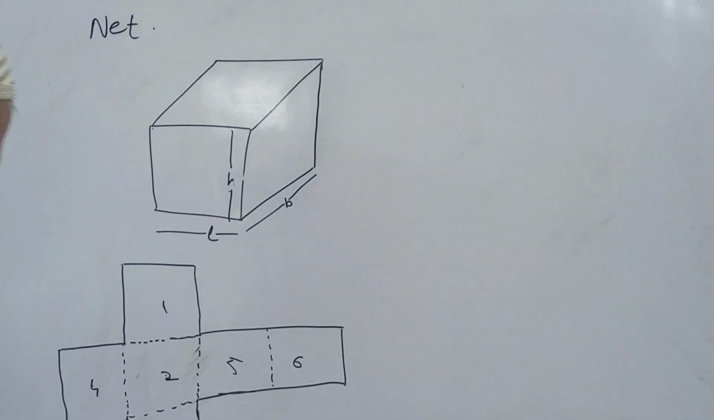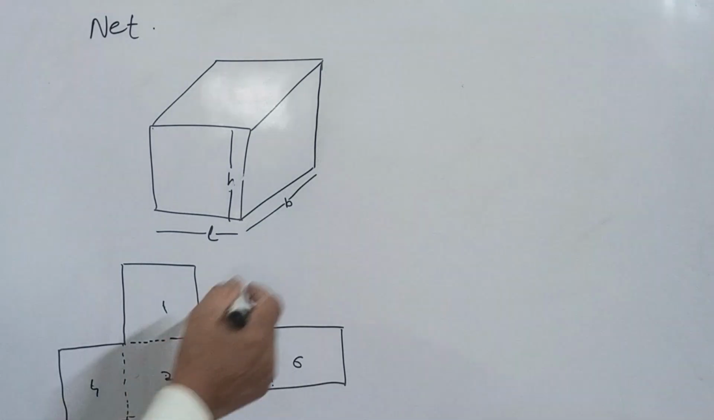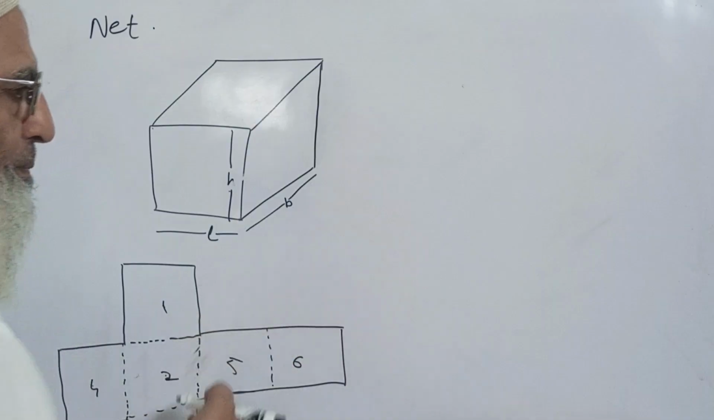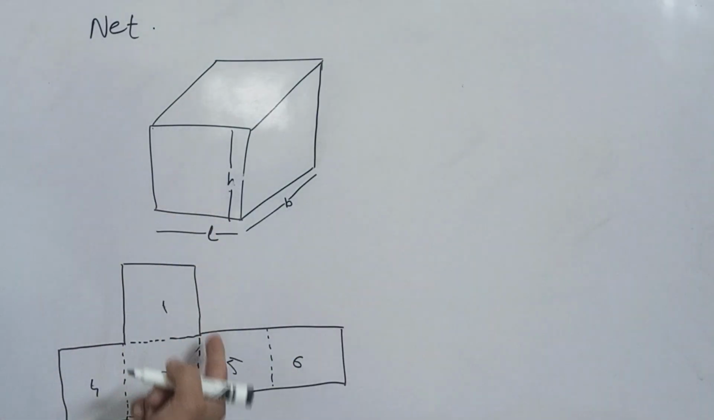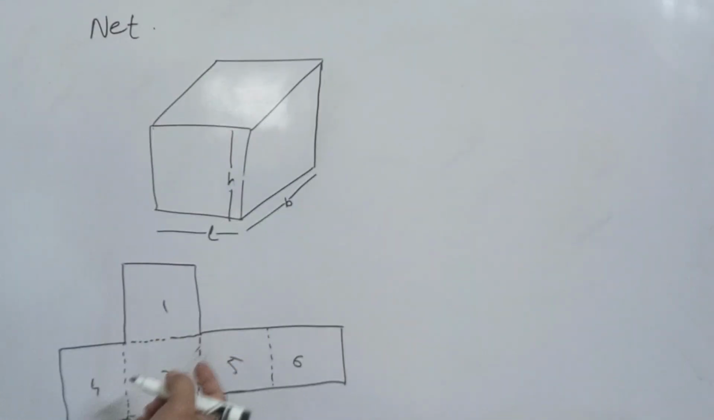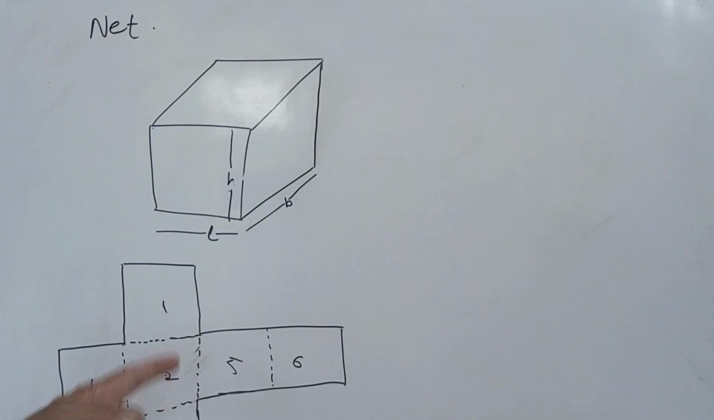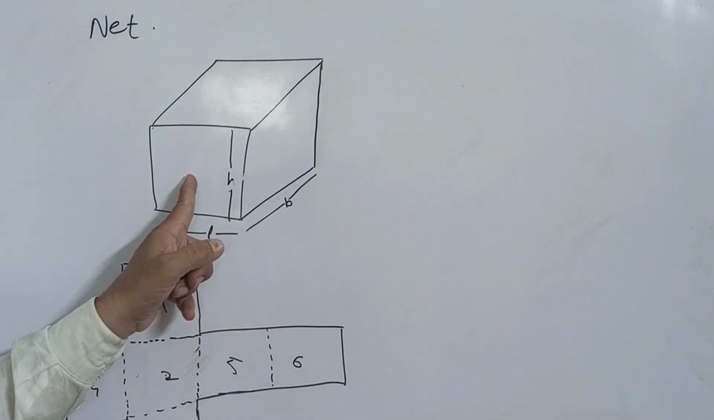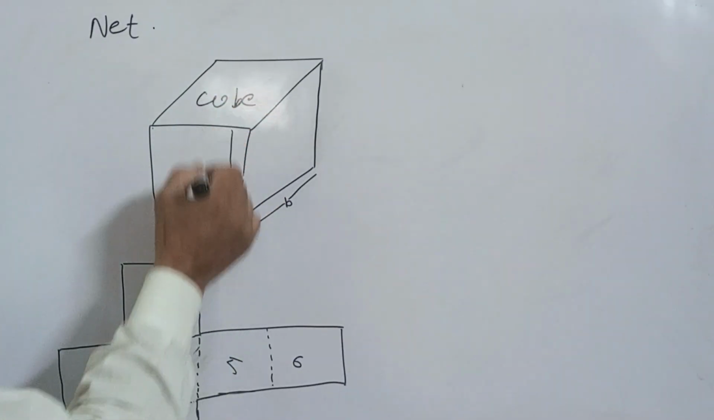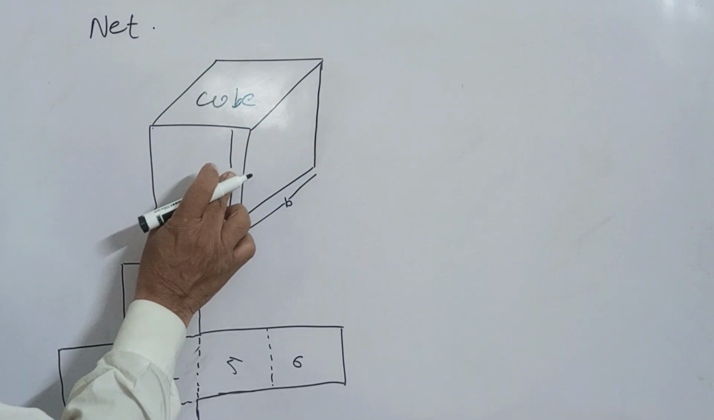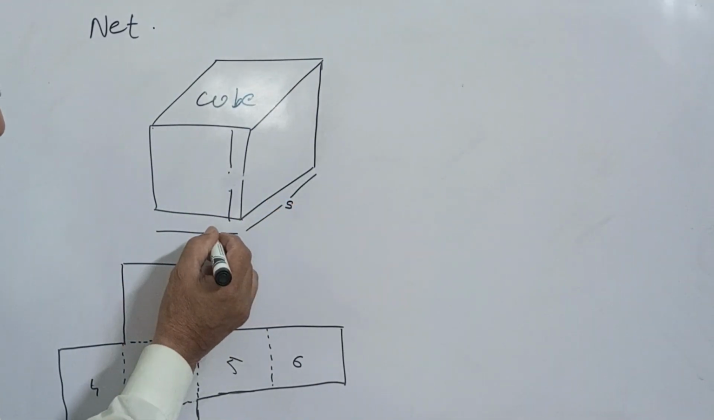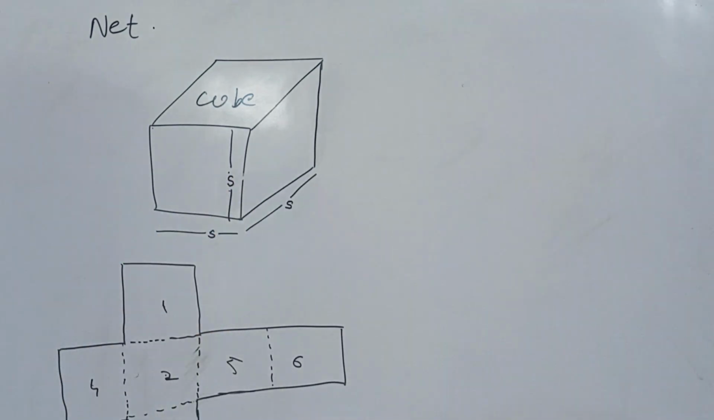And if you open a cuboid, which I told you just now, the simple difference between cube and cuboid will be the difference between length, breadth and height. In this special figure, which is a cube, all the 3 dimensions are equal. If I say S, it will be S, it will be S.